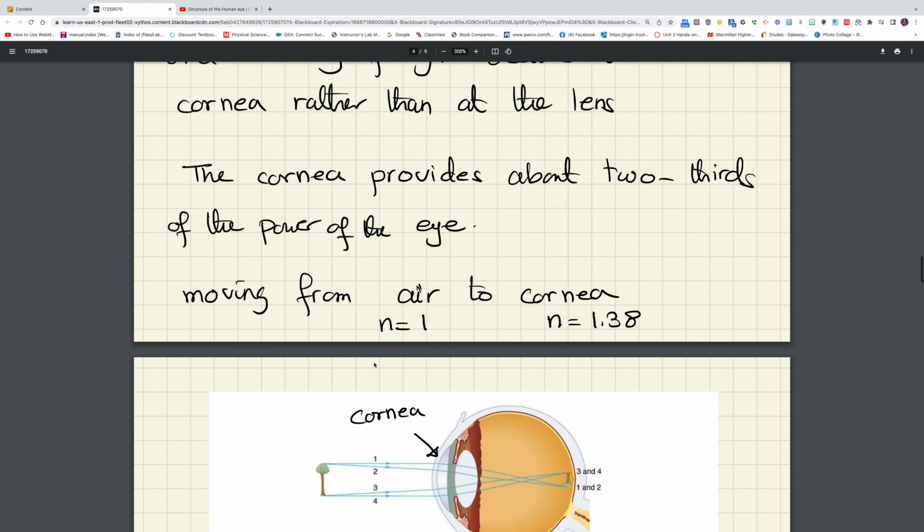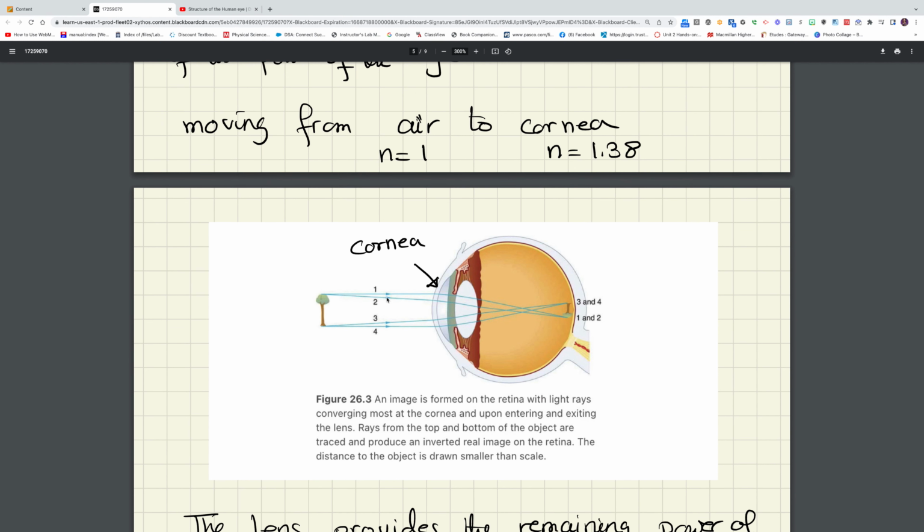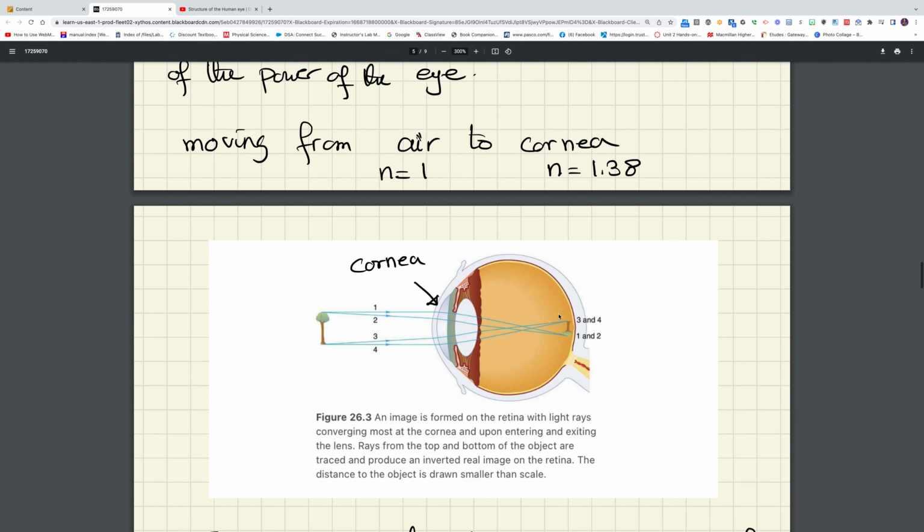Now, look here at what we have. Like a tree, the light is going to come to the eye. It's going to bend several times. Here it bends from air to cornea, and then from cornea to lens it bends through the liquids. It is also going to bend there as well. And you're going to see that the image that forms is inverted.